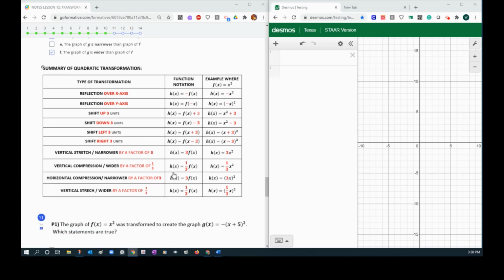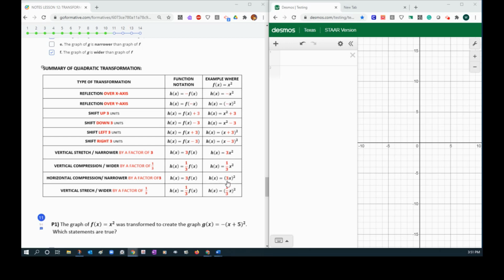Now, for the stretch and compression, if there's no parentheses, it's a vertical transformation. If it's a number bigger than 1, then you're going to have a vertical stretch, meaning that the graph is going to look narrower. Now, if the number or the coefficient is less than 1, then the graph is going to be a vertical compression, and the graph is going to look wider.